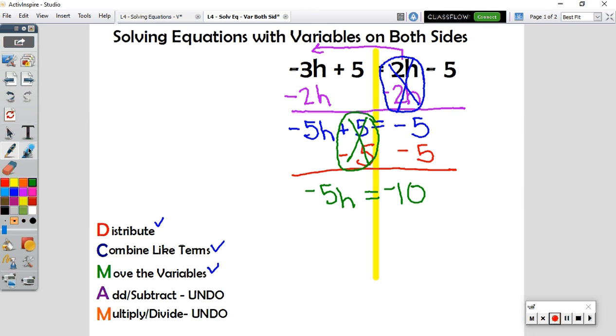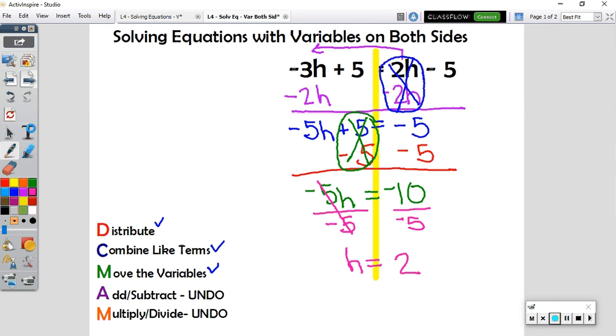And then my very last step, I need to undo this multiplication or division. So this is negative 5 times h. So the opposite of multiplying by negative 5 is dividing by negative 5. So I divide both sides by negative 5. And what I'm left with is negative 5 divided by negative 5 is 1. So I get just h over here. And negative 10 divided by negative 5 is positive 2.